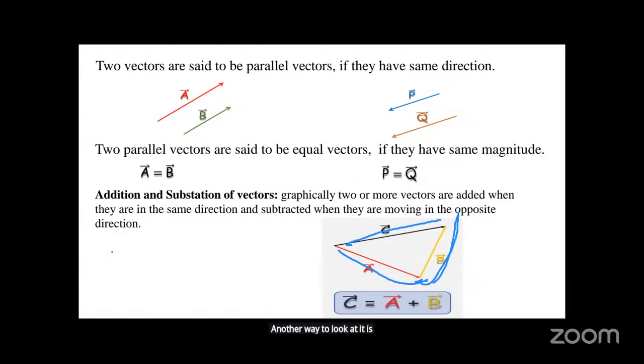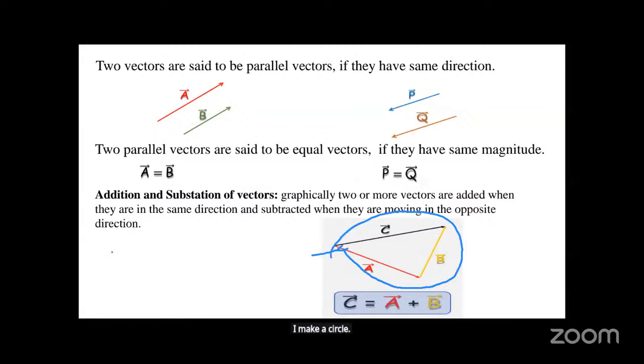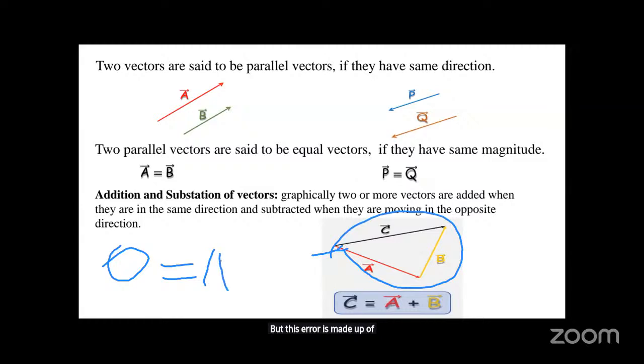Another way to look at it is, if I'm moving round, starting from the tail of vector A here, and then move round back to this point, I make a circle. So from my beginning to end will give me a zero. The sum will be a zero. But this zero is made up of vector A plus vector B, because they are moving in the same direction.